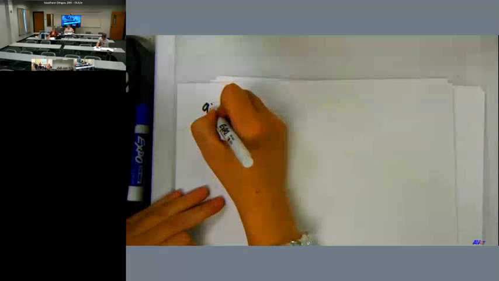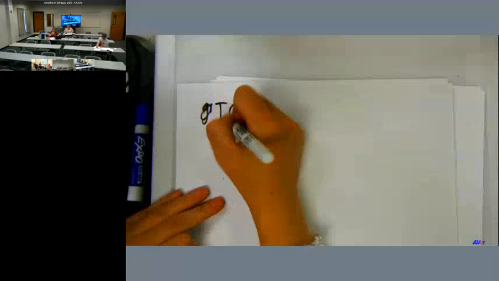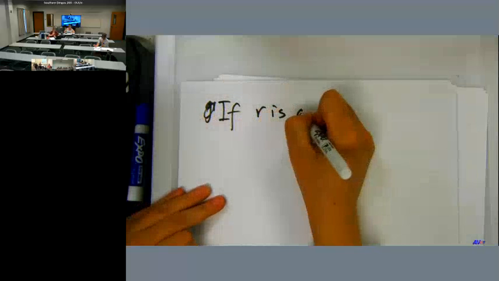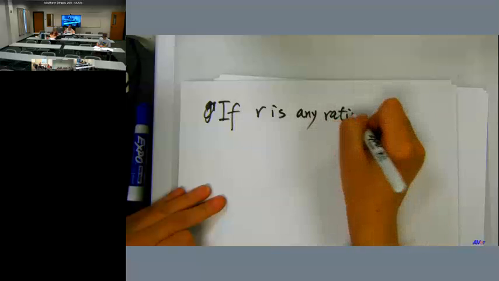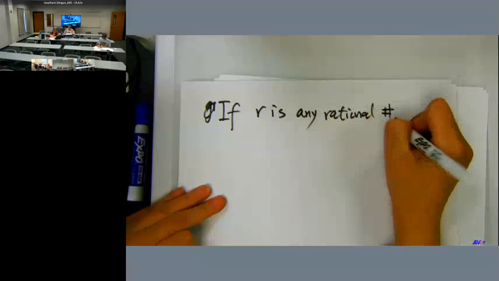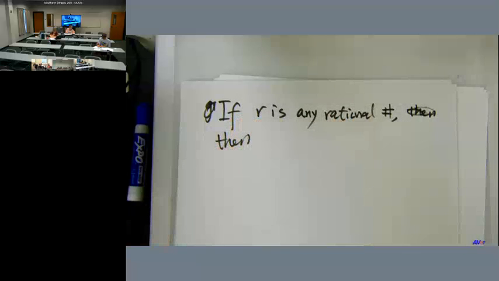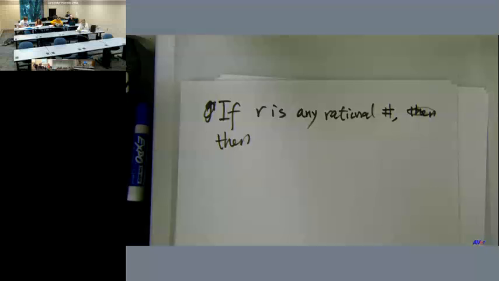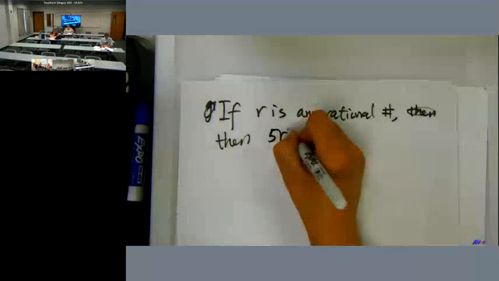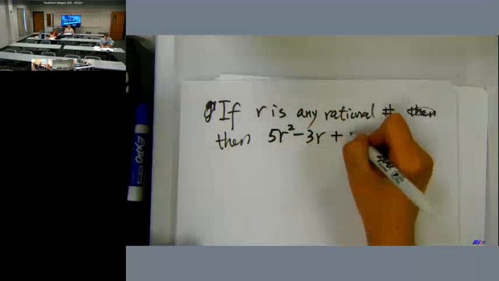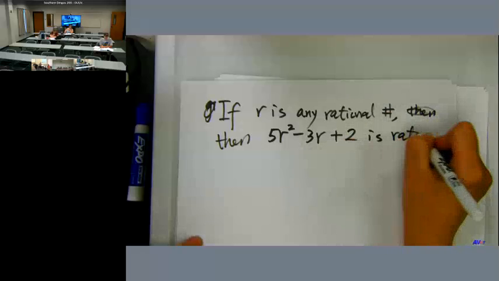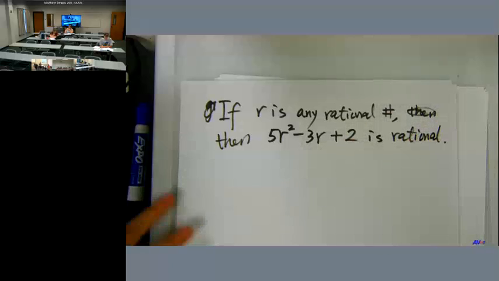So before we look at the question, the problem asks us to prove. What's given? Let's write out: if R is any rational number, then we want to prove that 5R squared minus 3R plus 2 is rational.